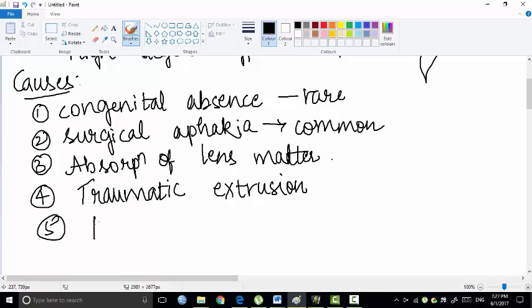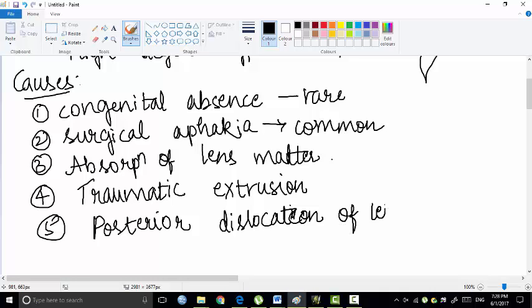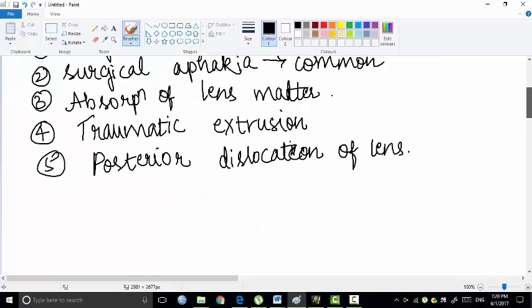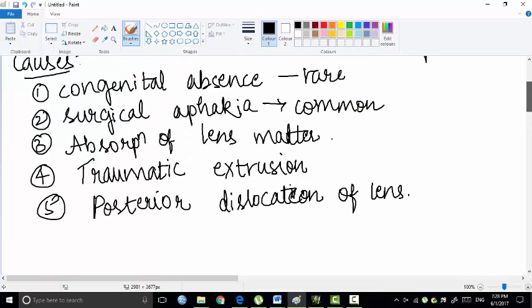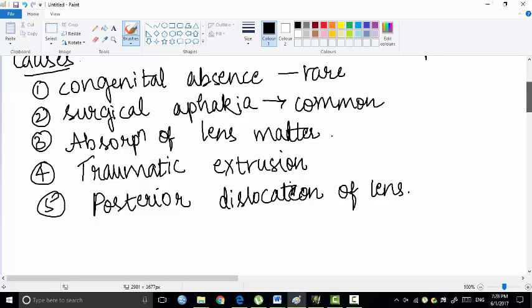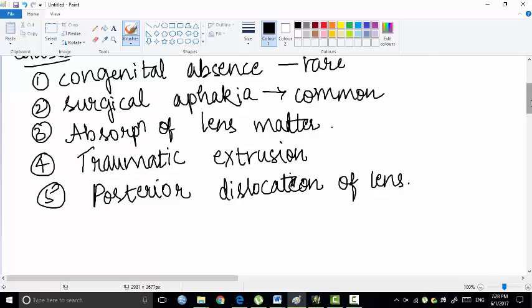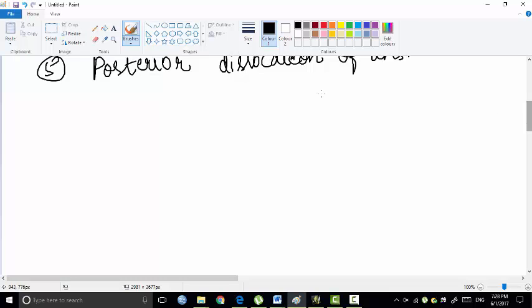Next, posterior dislocation of lens. This is also one of the causes, that is, the lens is dislocated to the posterior side, leading to aphakia. So all these are the causes of aphakia. What are they? Congenital absence of lens, or surgical aphakia, that is due to some surgeries leading to removal of lens, or traumatic extrusion, or posterior dislocation of lens.